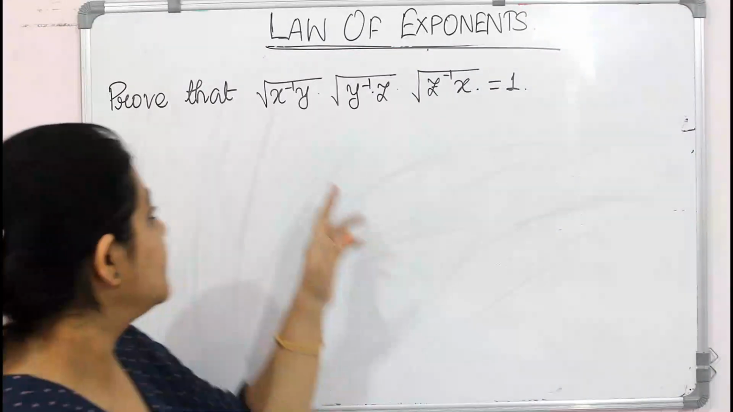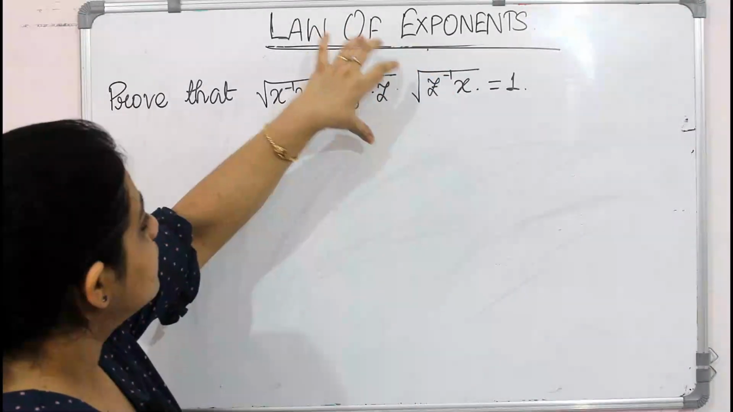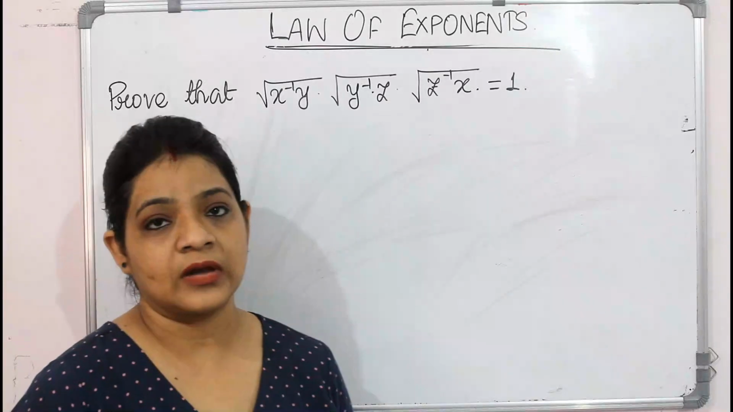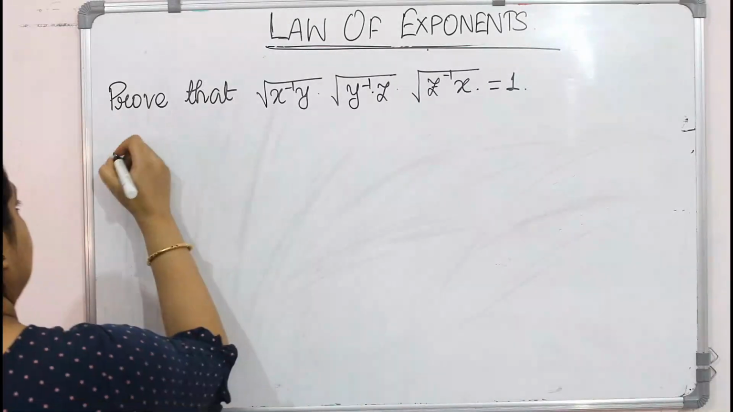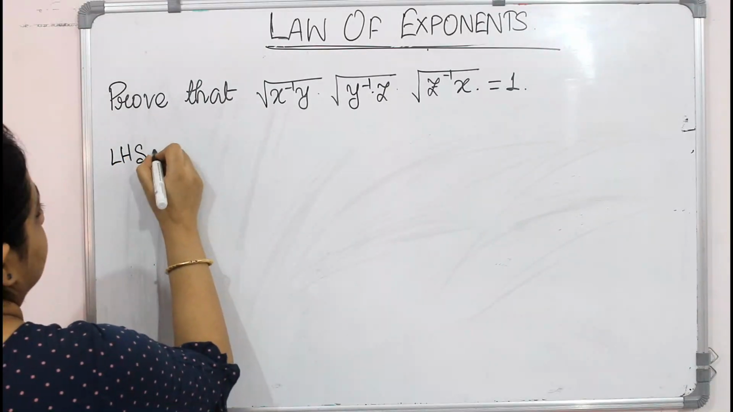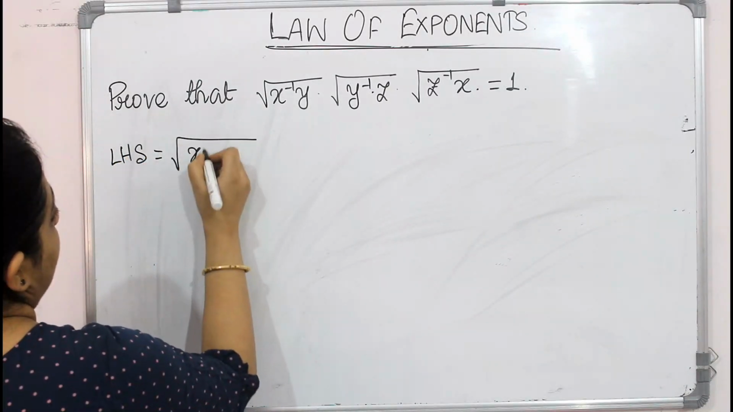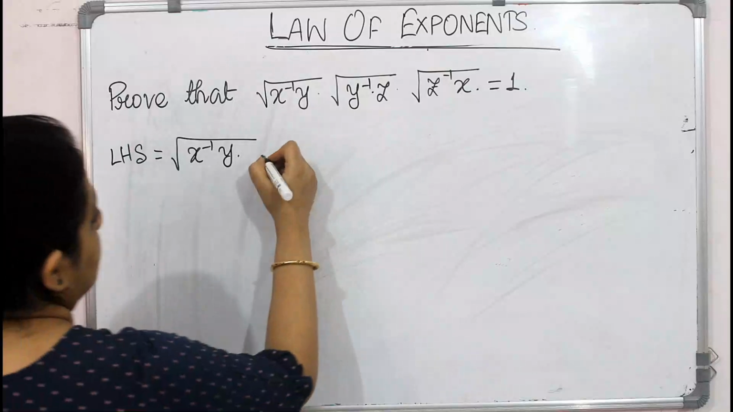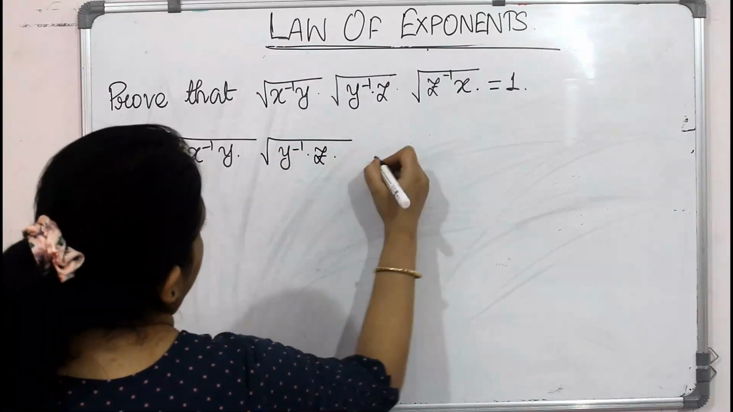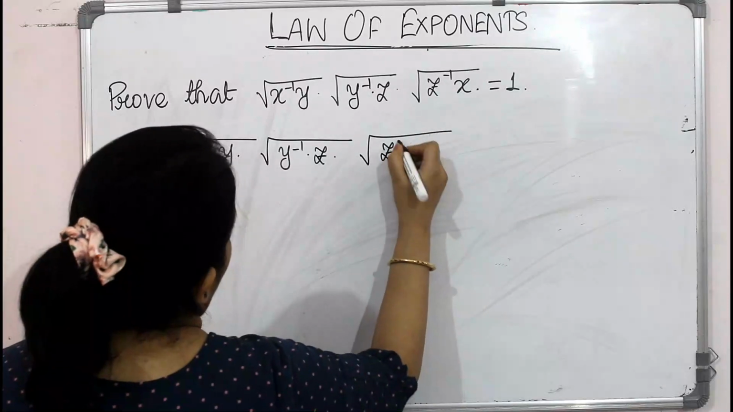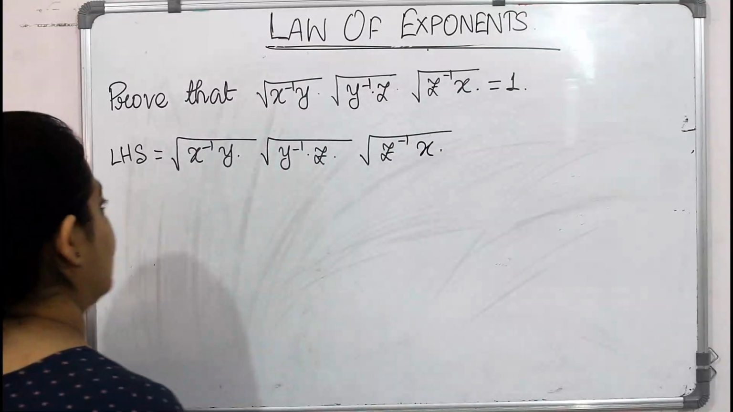The fifth sum is you have to prove that this particular expression is equal to 1. Okay, so let's start with LHS. LHS is equal to root over x to the power of minus 1 y into root over of y to the power of minus 1 z into root over of z to the power of minus 1 x.